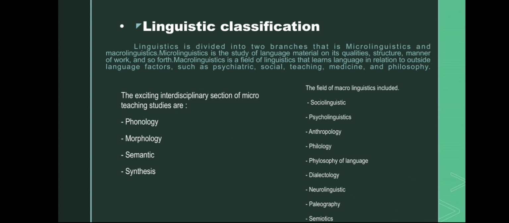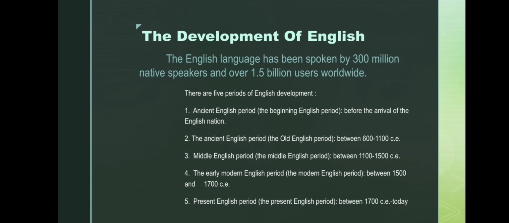The second topic is about linguistic classification. Linguistics is divided into branches, that is microlinguistics and macrolinguistics. Microlinguistics is the study of language material on its qualities, structure, manner of work, and so forth. Macrolinguistics is a field of linguistics that learns language in relation to outside language factors such as scientific, social, teaching, medicine, and philosophy.